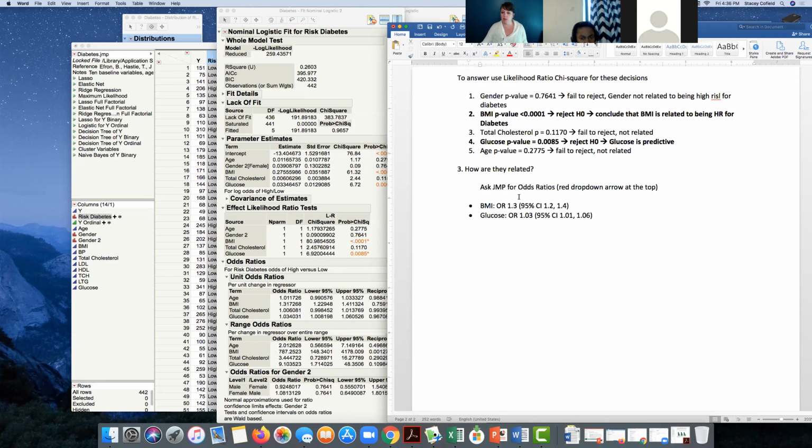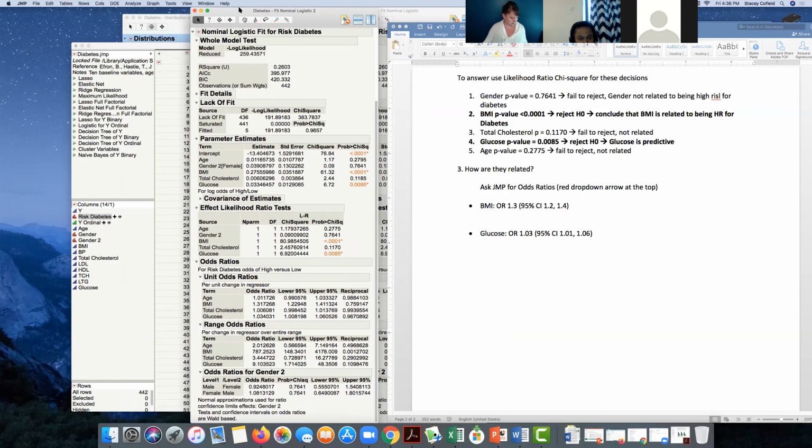So ask for odds ratios. Now let's talk about what these mean. For the glucose of 1.03, what I'm seeing is 1.02. How did you get 1.03? Right there. Okay, it's 1.03. Unit odds ratio. Okay, we're looking at the range odds ratio. Yeah, the range odds ratio is something that I generally ignore. It's saying if you go from the lowest value of glucose all the way to the highest value of glucose, how does your risk change?